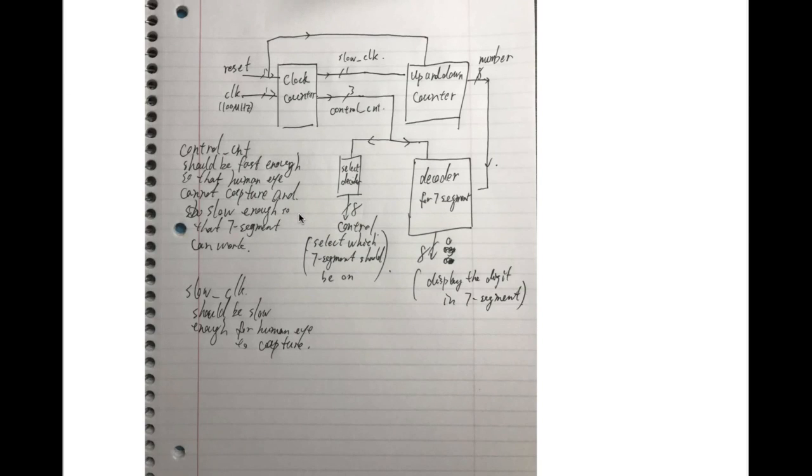And this one is my block diagram. This part is the clock counter, and this counter is from lab 2. The clock counter has the slow clock to drive the up and down counter, and the control counter will drive the selector and the decoder for the 7 segment.